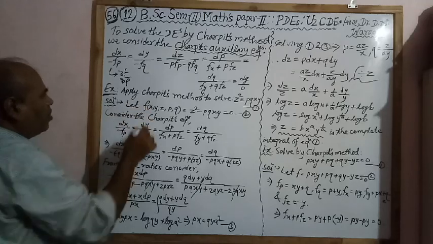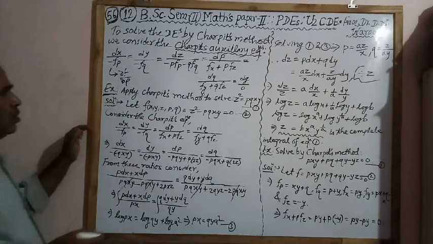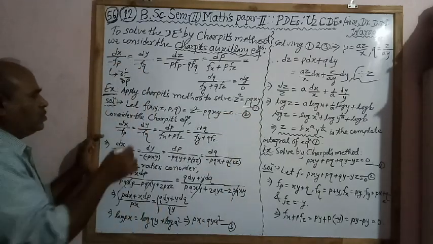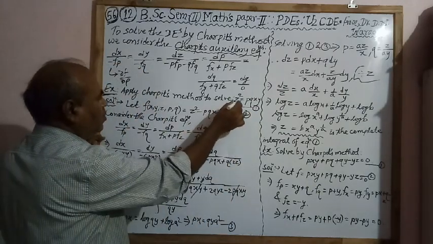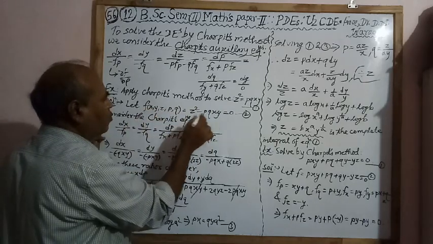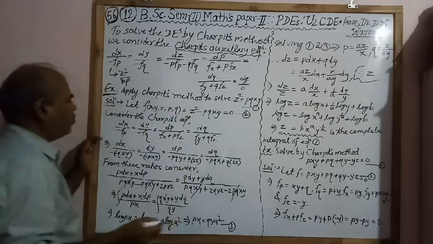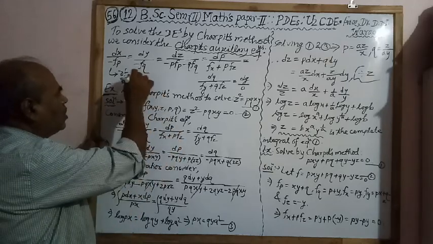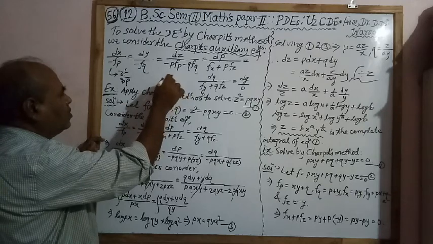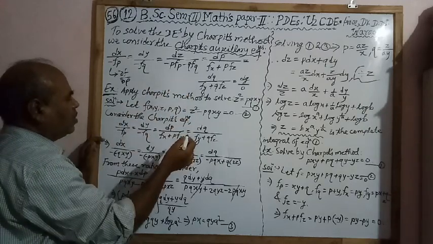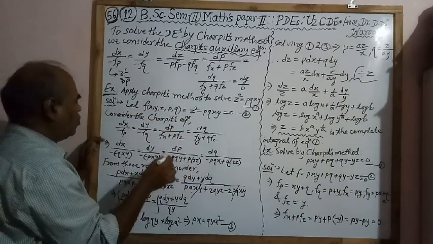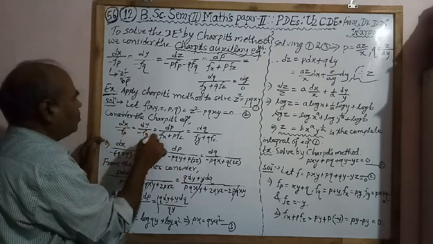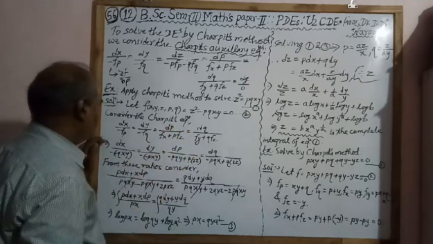Now we see a particular example. Apply Charpit's method to solve the differential equation z square equal to pqxy. Suppose this differential equation is a function f of x, y, z, p, q equal to z square minus pqxy. We consider the Charpit's equations, which are necessary, and we can easily integrate and find the solution. Therefore, we will consider dx upon minus fp, dy upon minus fq, dp and dq.